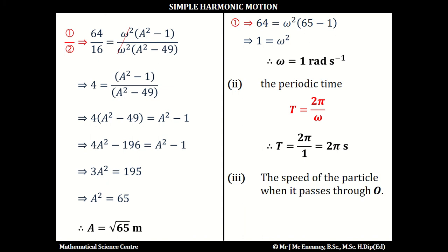And in part 3 then, we want to find the speed of the particle when it passes through O. Now when it passes through O, you're dealing with the maximum velocity. So v max is omega times a. So this means v max is going to be, now the omega value is 1 and the amplitude a is root 65. So this means v is just root 65 meters per second.